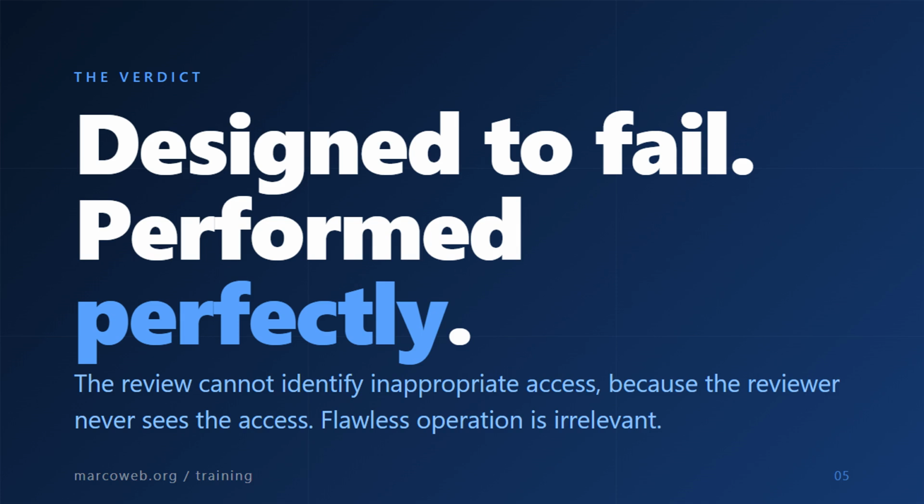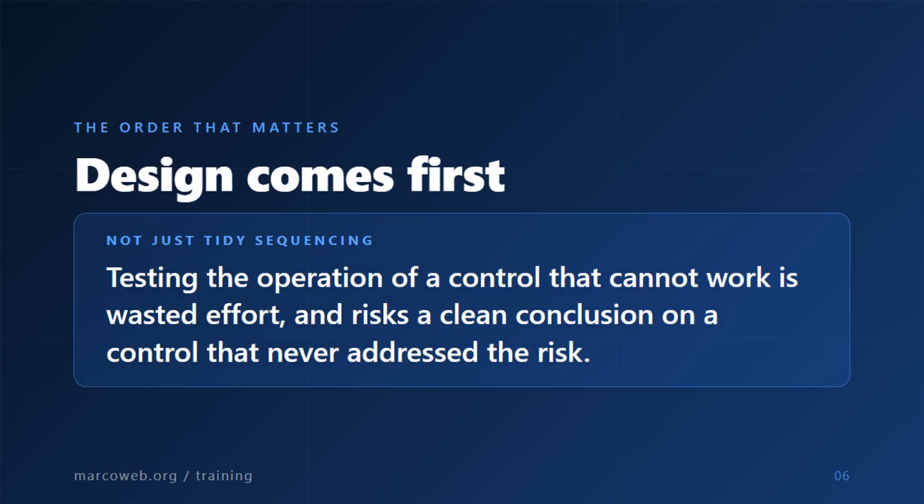It cannot identify inappropriate access, because the reviewer never sees the access. Its perfect operation is irrelevant. Reporting it as an operating issue would misdirect management entirely. They would tighten the schedule when they need to redesign the report. Which is why design comes first, and it is not merely tidy sequencing. Testing the operation of a control that cannot work is wasted effort, and worse, it risks a clean conclusion on a control that never addressed the risk.